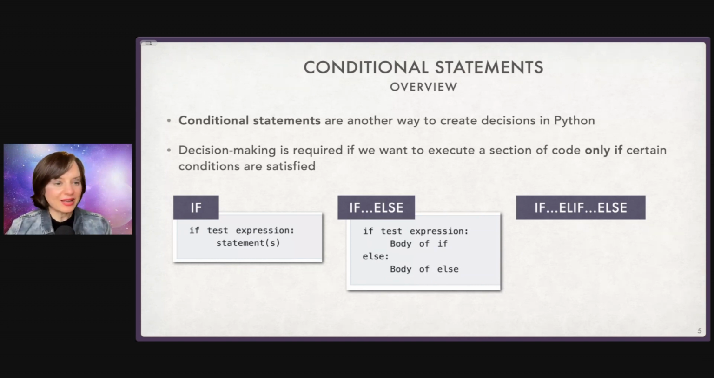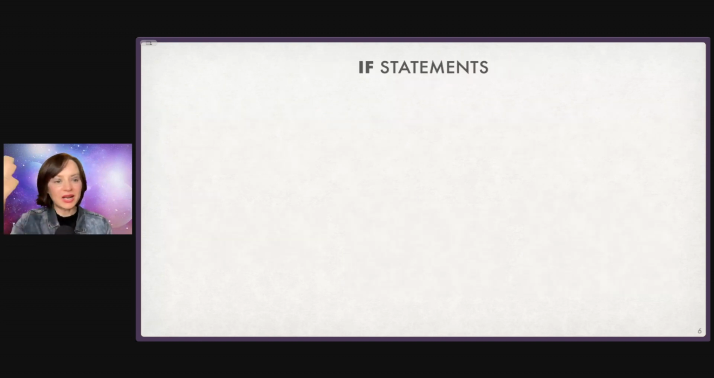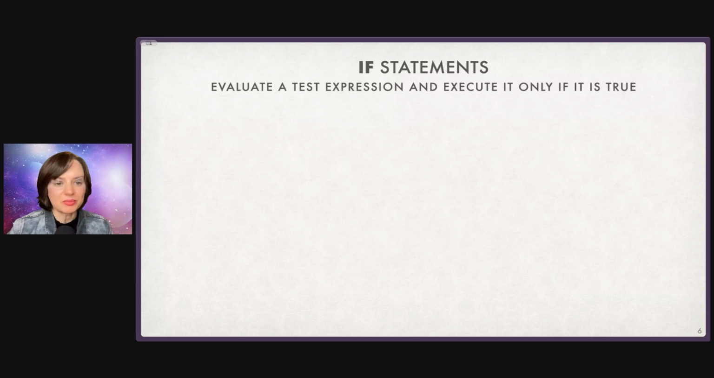We can also make it more complicated. We can do if, else if, else. If something is true, go do that. If something else is true, go do that. If none of those two things are true, go do this other thing. And we can add as many of those as we want. So here are some examples of if statements.